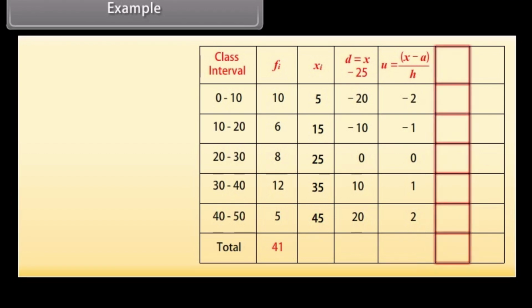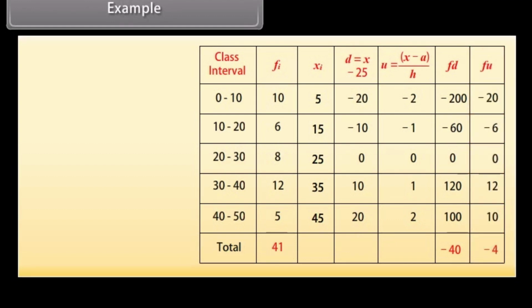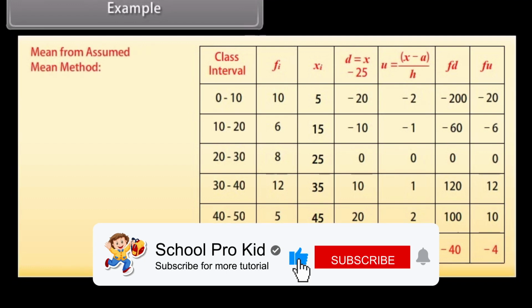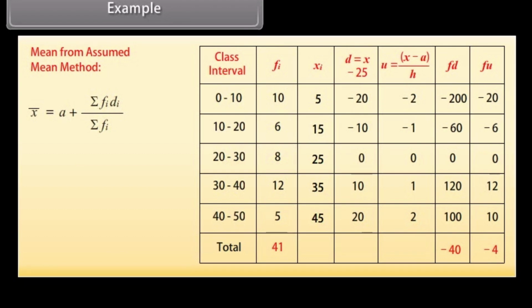In the sixth column, we find the product of f and d, and their sum is minus 40. In the seventh column, we find the product of f and u, and their sum is minus 4. And then we find the mean using assumed mean method by using the formula assumed mean plus summation of the product of fi and di divided by summation of fi. 25 plus minus 40 by 41, 25 minus 0.98, 24.02.